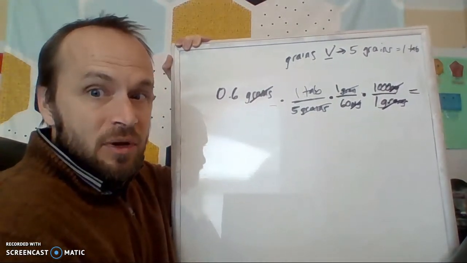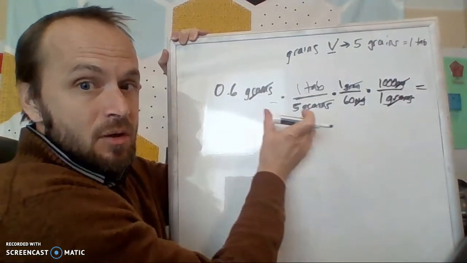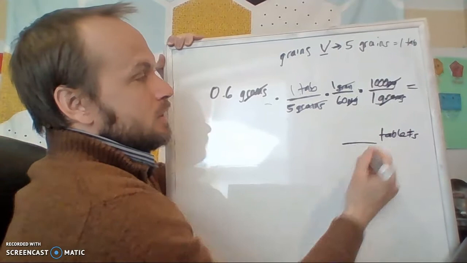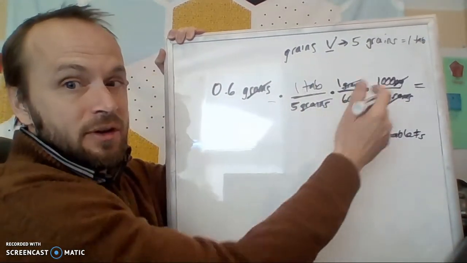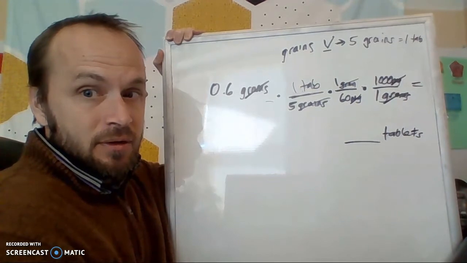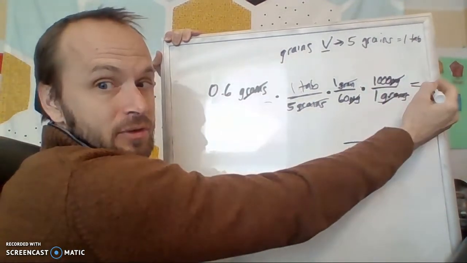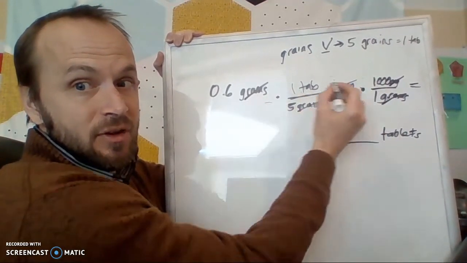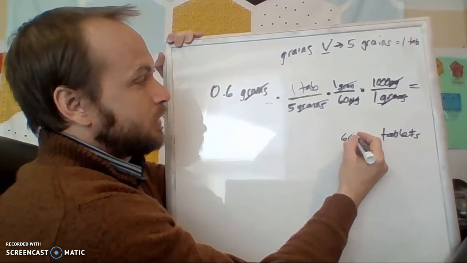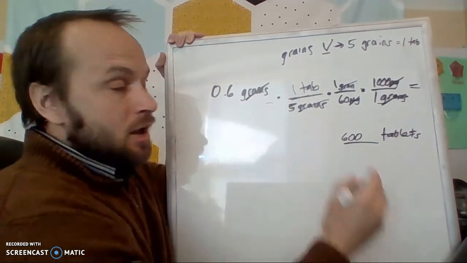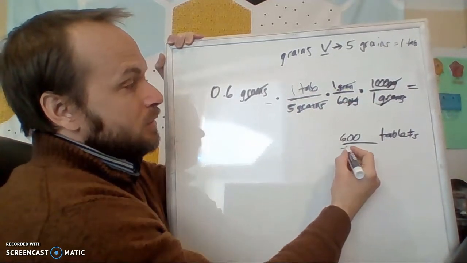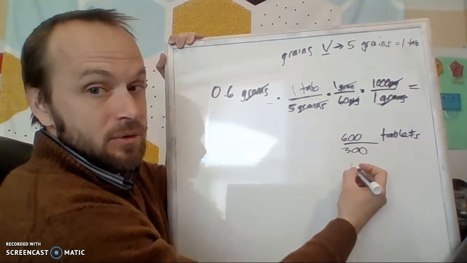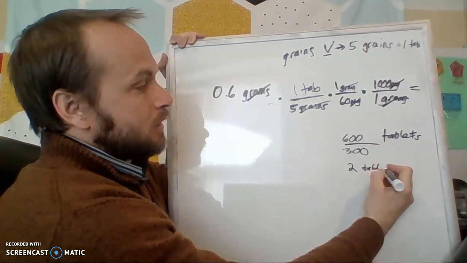Now with dimensional analysis, once we've set up the problem with what we're starting with and what we want to end up with, and we've made sure our units all canceled except the unit we want to end up with, then all we have to do is multiply the tops and put it over the bottoms being multiplied. So I'm going to take 0.6 times 1,000 and put it on top, which is 600. And I'm going to take 5 times 60, which is 300. Then I'm going to simplify my fraction. 600 divided by 300 is 2 tablets.